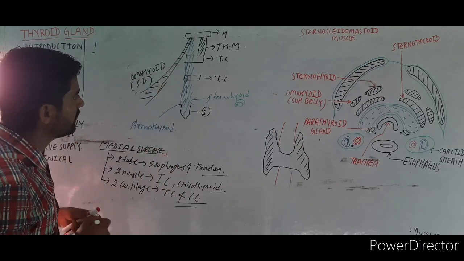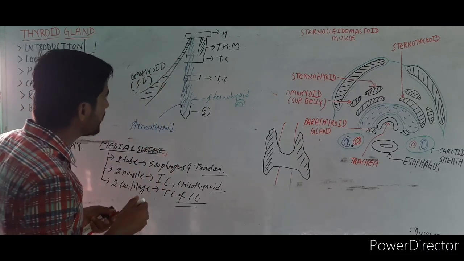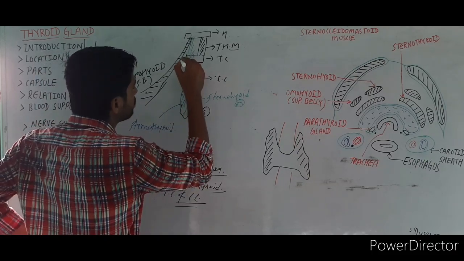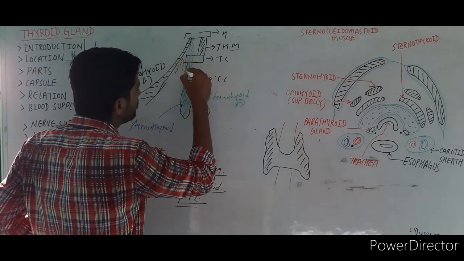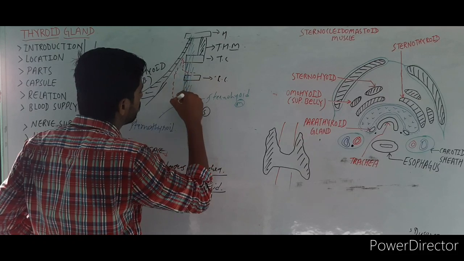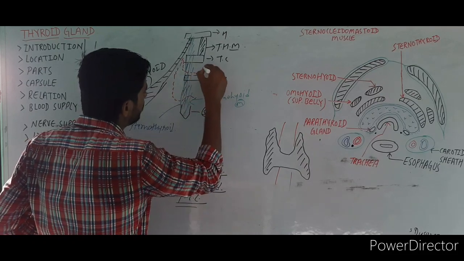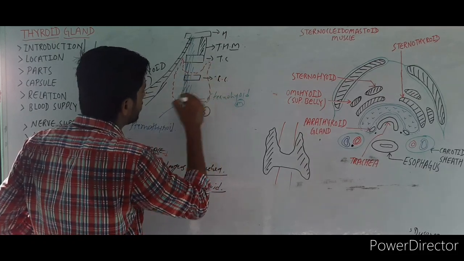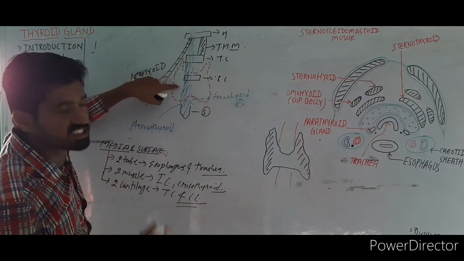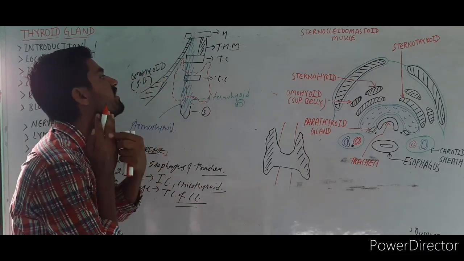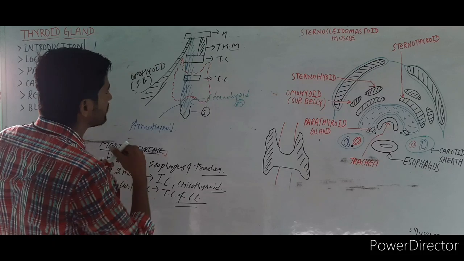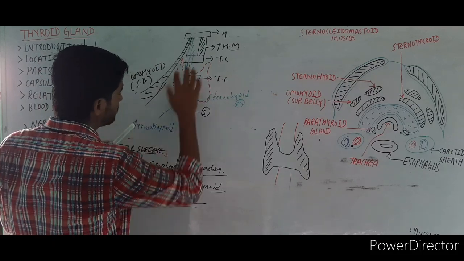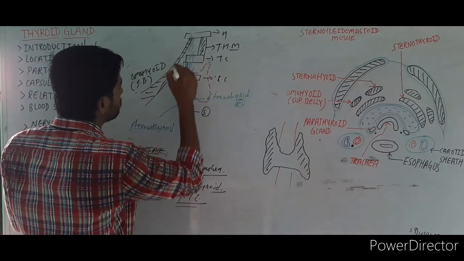Now tell me, where is the thyroid gland? The thyroid gland is somewhere here. This is the apex. The thyroid gland is like this. Am I right? So this is the lateral surface from here. So which muscles? Tell me, which muscles?